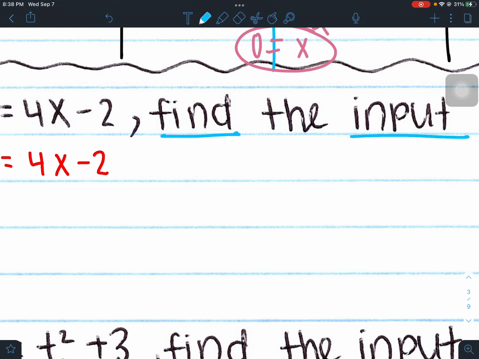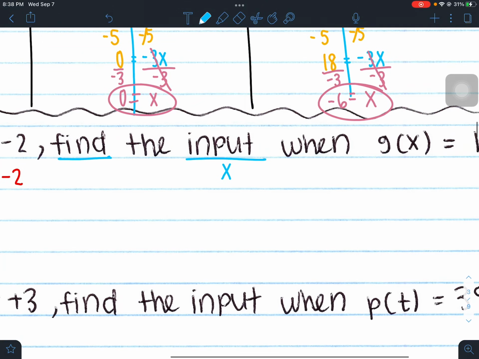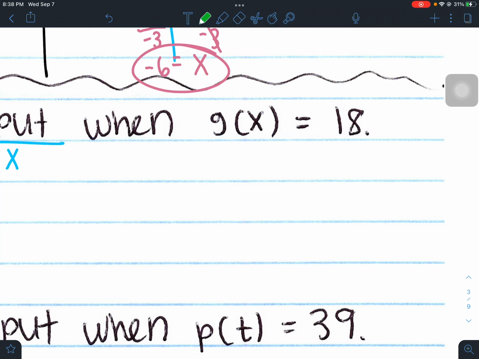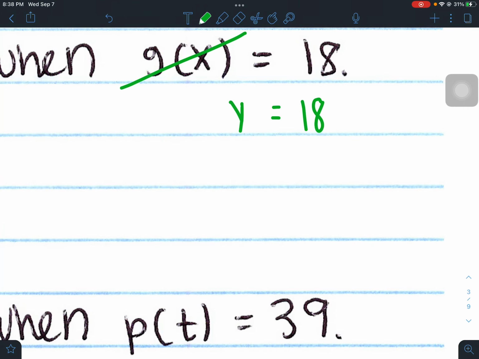What variable is considered your input? It is x. So they want us to find x in this problem. Okay? When g of x is 18. Now, g of x, again, we already talked about this. What is g of x really the same thing as? g of x is the same thing as y. y equals 18.